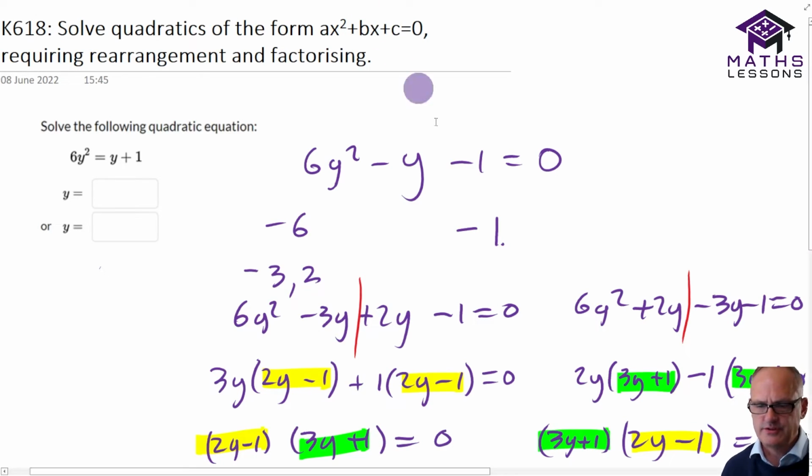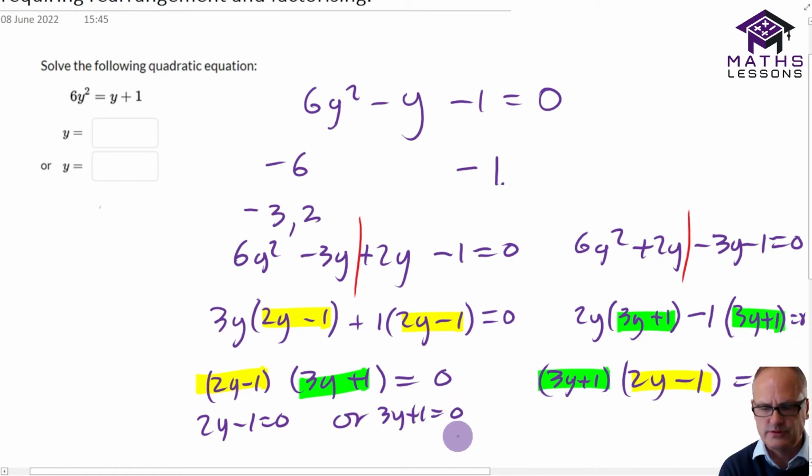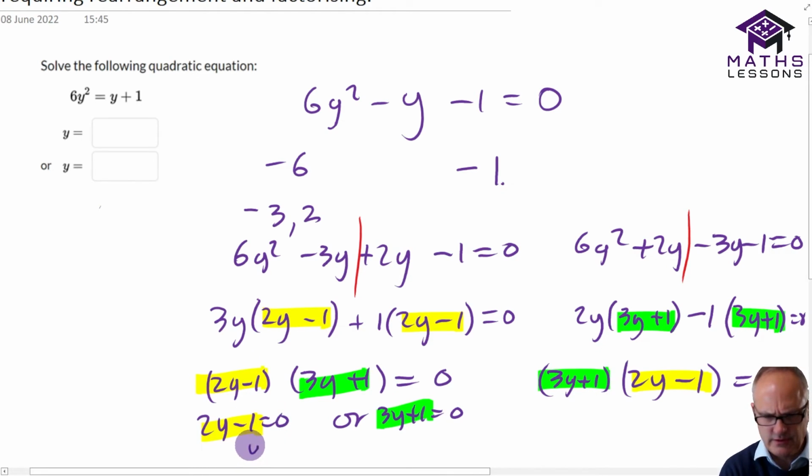And now I can just go on and solve. It doesn't matter which one I use. So I'm just going to solve this. So either 2y minus 1 will equal 0 or 3y plus 1 will equal 0. There's two numbers. You've got a yellow number and a green number times together to give me 0. Either the yellow number equals 0 or the green number equals 0. And therefore, I can solve this. I'm not going to do all the solving. I'm just going to write the answer down. I get y equals a half. If you could do quadratics, you can solve linear equations. And y equals minus a third.